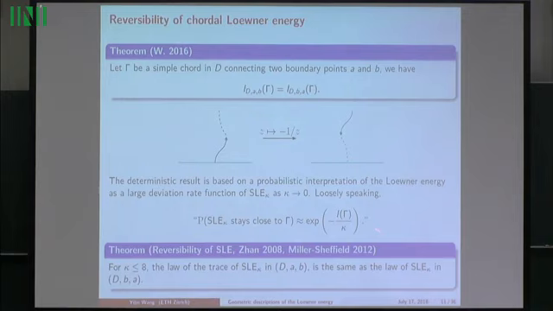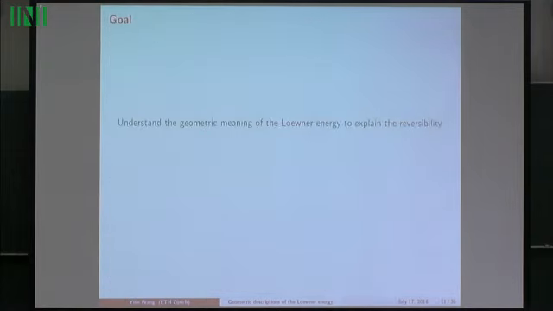Since SLE is reversible, if I take the reverse of SLE and the reverse of gamma, they have the same probability, therefore the decay rate should also be the same. So you get the reversibility of gamma. However, to carry this out, there are a lot of technical things that I don't want to discuss today.